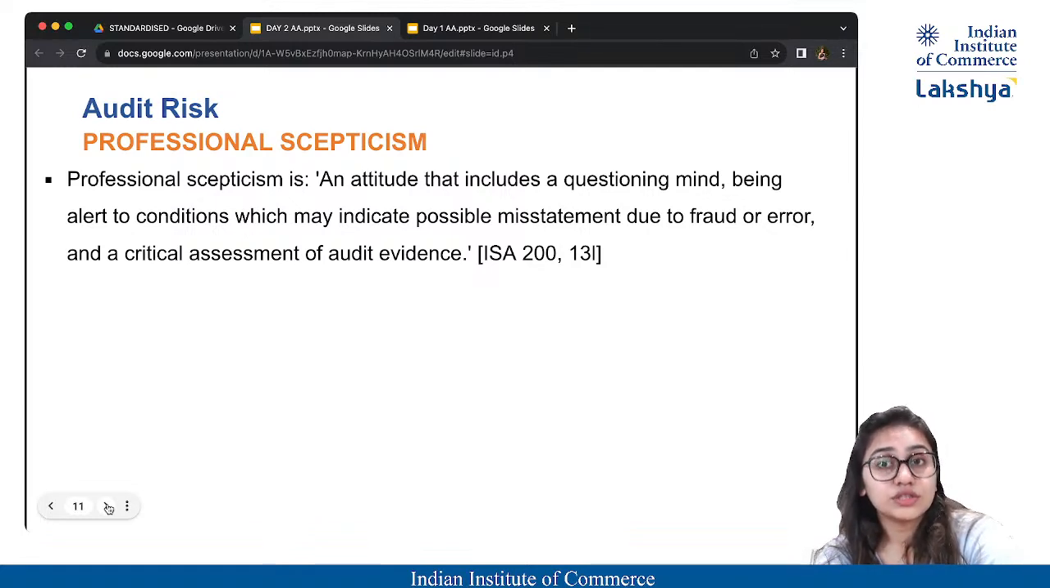Being alert to conditions which may indicate possible misstatements due to fraud or error.